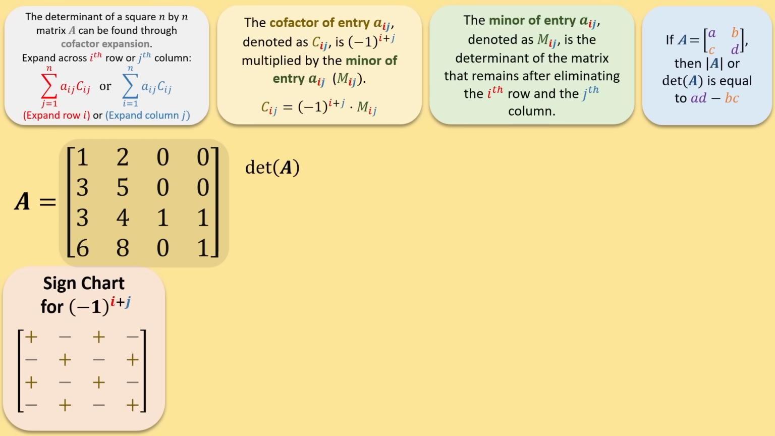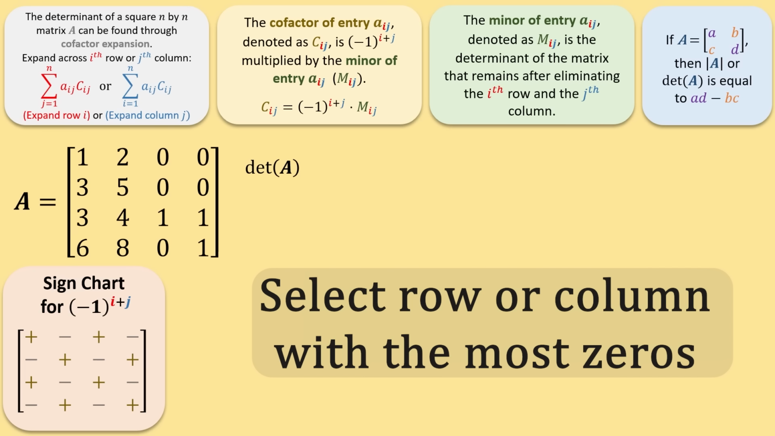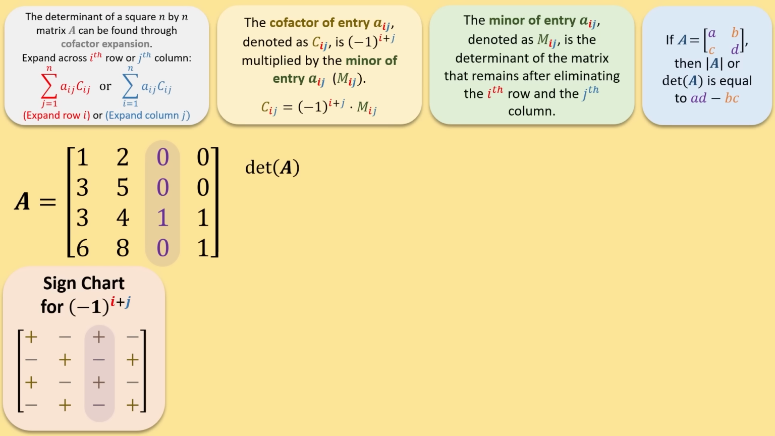Consider this 4x4 matrix A. What row or column will make calculating the determinant through cofactor expansion easy to calculate? An easy way to pick is to select the row or column that contains the most zeros. Which row or column of our matrix has the most zeros? Well, column 3 has the most zeros, so let's expand down column 3.